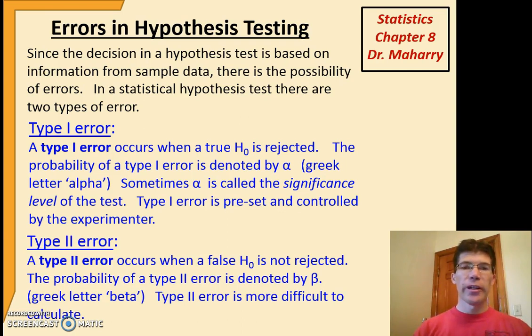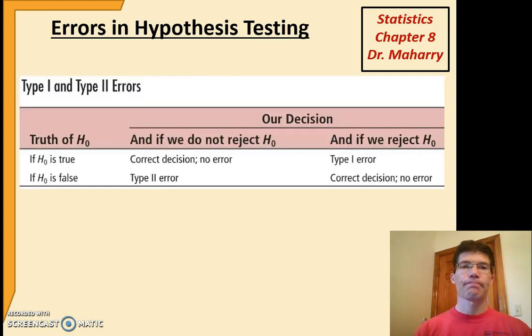Now type 2 error is when a false H0 is not rejected. So this is the case where the null hypothesis is in fact false, but we fail to reject it, hence a type 2 error. We usually denote type 2 error with the Greek letter beta. In general, beta is much more difficult or more work to calculate.